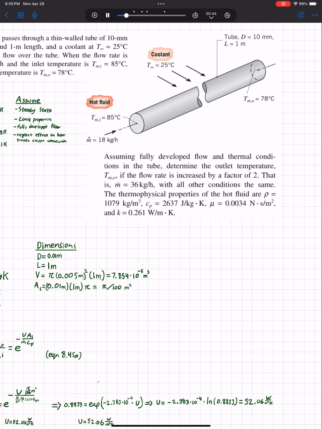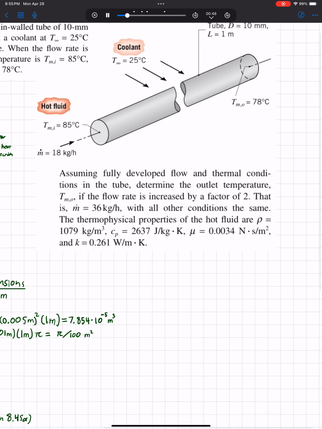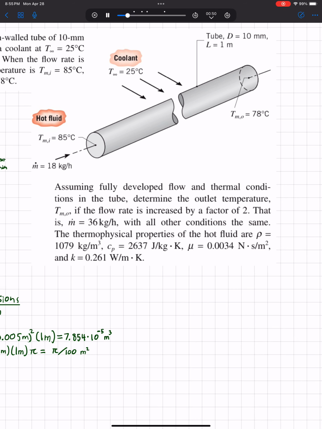So we're assuming fully developed flow and thermal conditions in the tube. We want to determine the outlet temperature, T_m,o, if the flow rate is increased by a factor of 2, so doubled. That is, the flow rate is 36 kilograms per hour, with all other conditions the same.